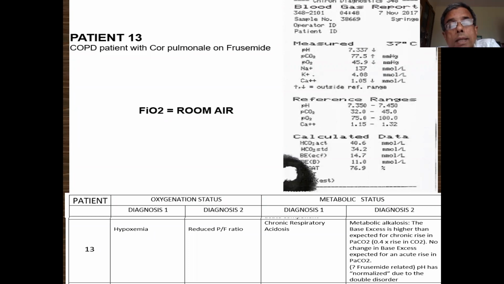And this is unlike the previous patient, his base excess is positive. So he's got chronic respiratory acidosis as well as a metabolic alkalosis, because his base excess is higher than what you would expect for a CO2 of 77.5. Maybe related to his use of furosemide. But if you notice, the pH is within normal range because he's got two disorders pulling in opposite directions.